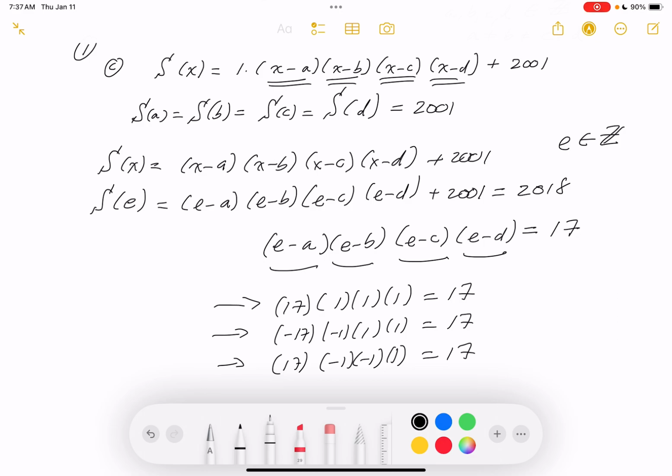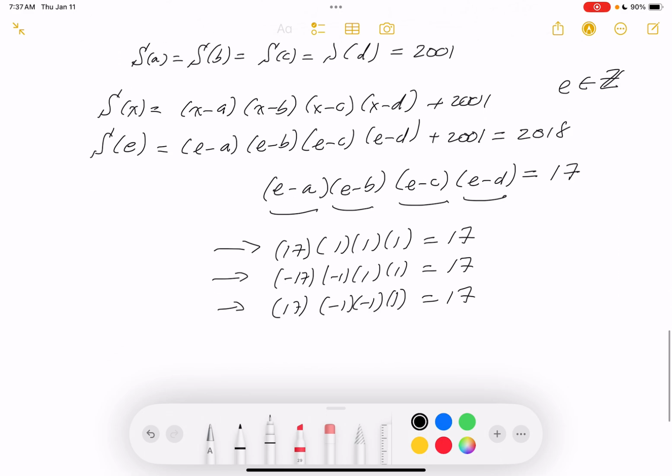I'm not saying the 17 is E minus A. It could be E minus C, but there are 4 factors there. You can jumble these. I'm just wondering what the possibilities are going to look like. What else could it be? It could be 17. Well, I'll put minus 17 again. The other possibility: minus 1, minus 1, minus 1 is equal to 17.